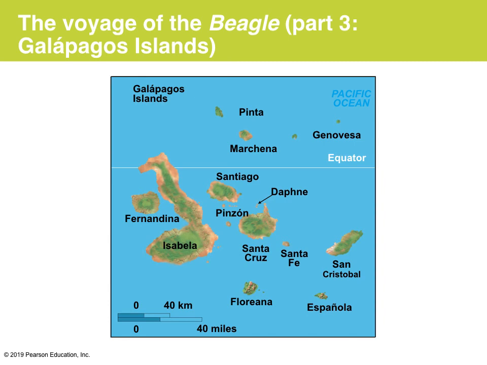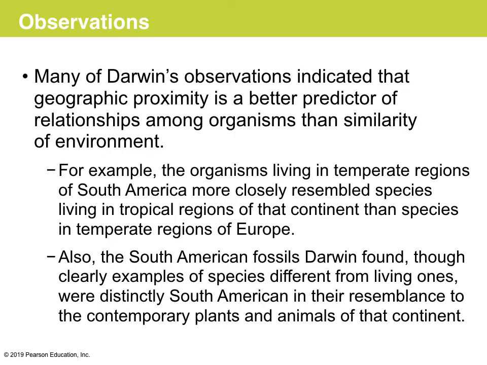So many of his observations indicated that geographic proximity, living close to each other, is a better predictor of relationships among organisms than similarity of environment. To give you a good example, the species he observed in temperate regions of South America more resembled species living in tropical regions of that same continent than species that lived in a similar climate back in Europe.